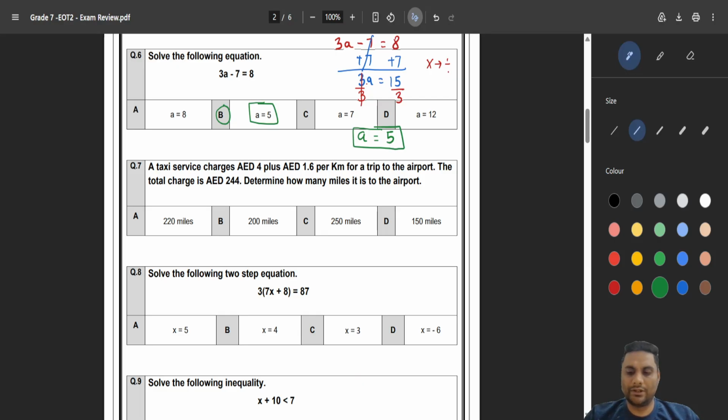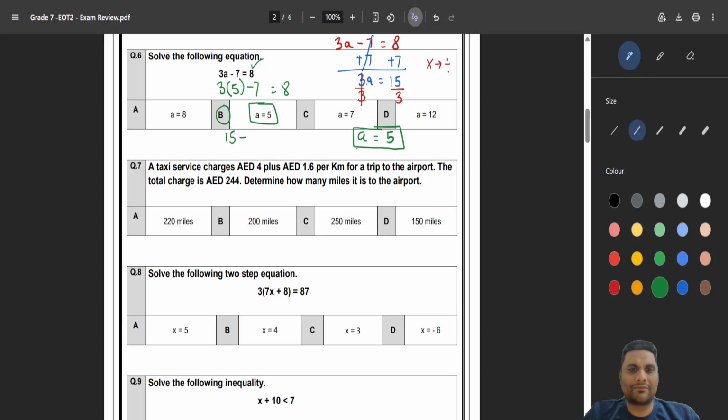Okay. Next question. Okay. One more thing. In the exam, if you want to check your answer, whatever you got, like A is 5, put the value of A back into the equation. For example, this is 3 times A. A is how much? 5, right? Put here 3 times 5 minus 7. And after solving this, it should be equal to how much? 8. Yes, check. 3 times 5, 15.